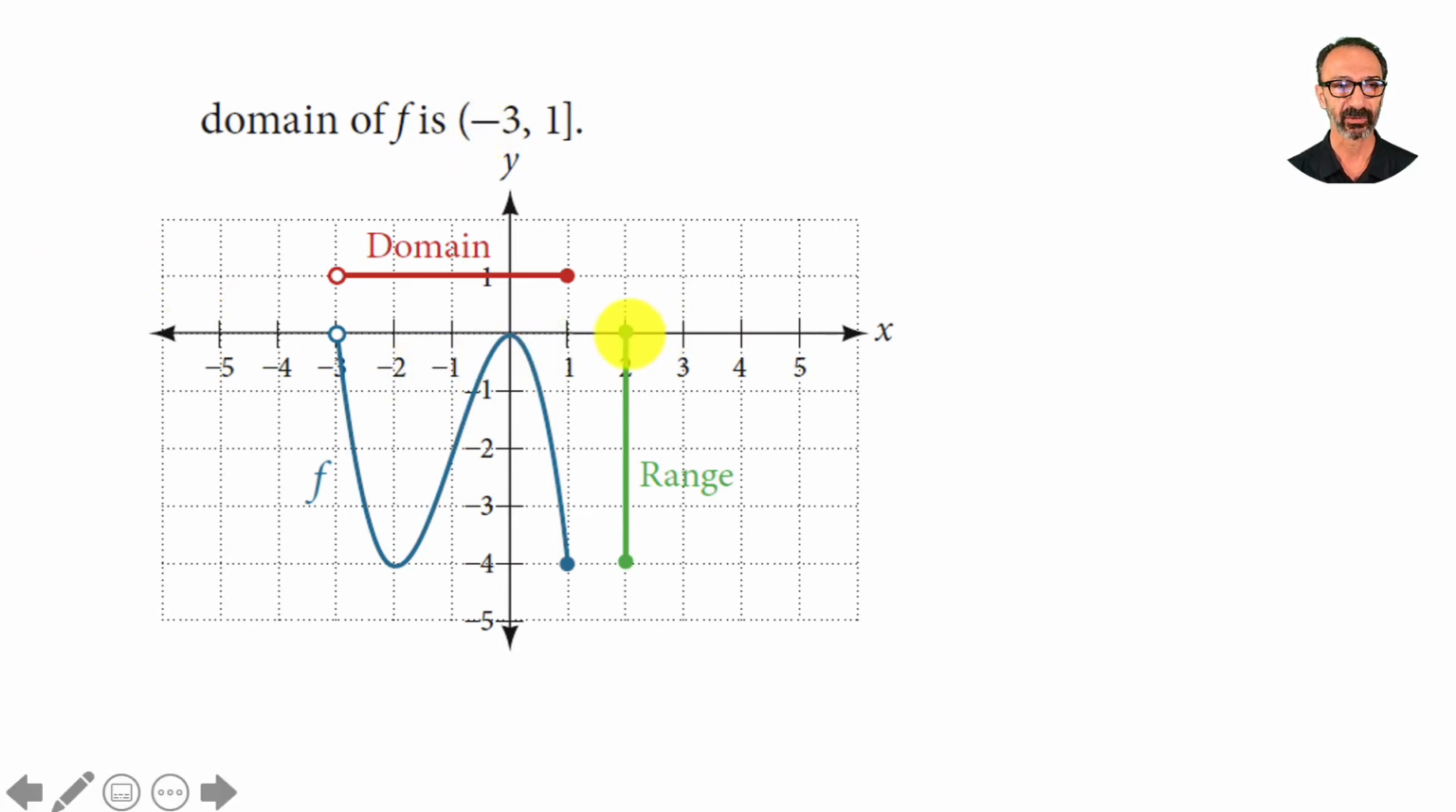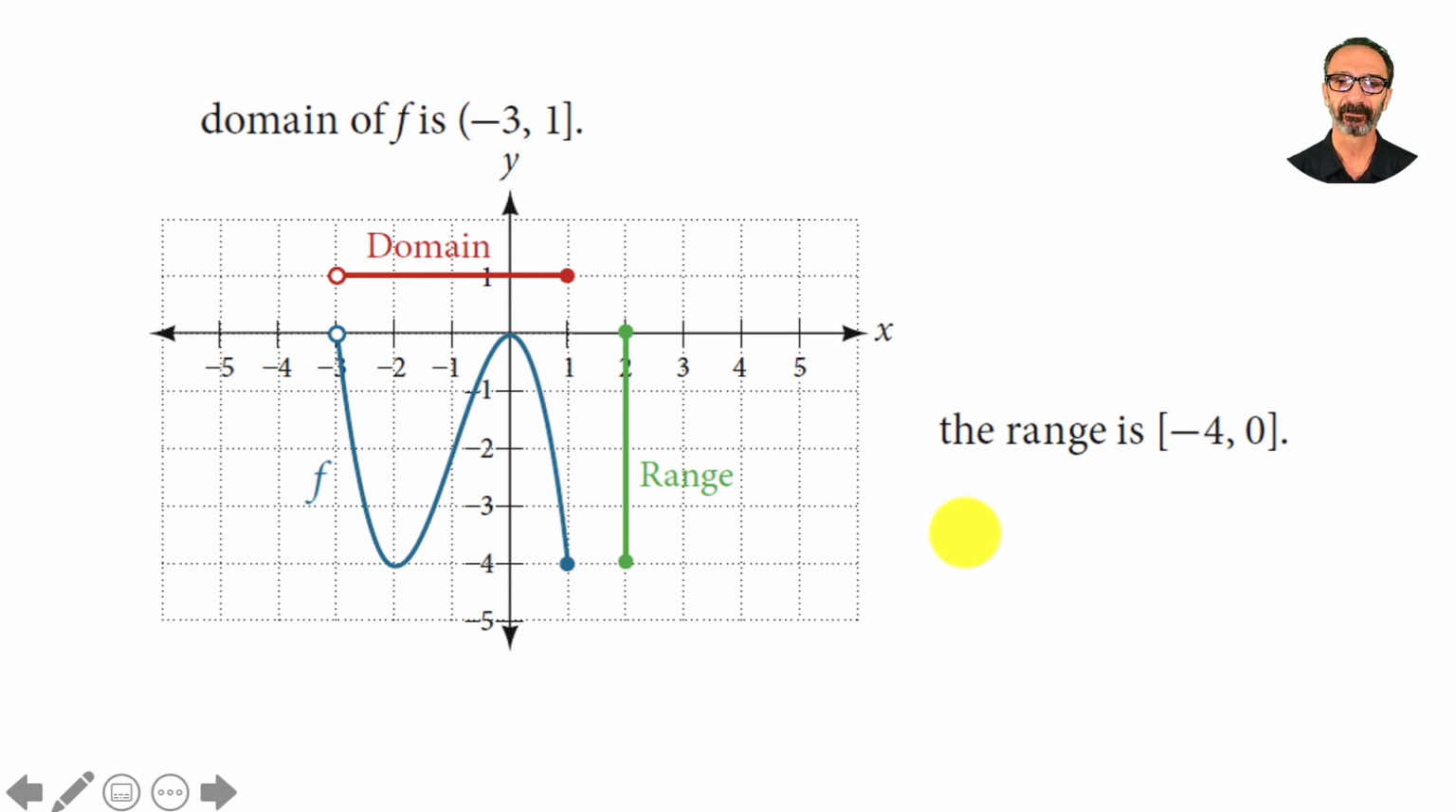How about the range? The range is from this point down here, but this point is not included, but it's covered here. So the y value 0 is still part of the range, all the way down to -4. So from -4 to 0. I wouldn't say from 0 to -4; the proper way is from a to b, where a is less than b, from -4 to 0 on the y values.